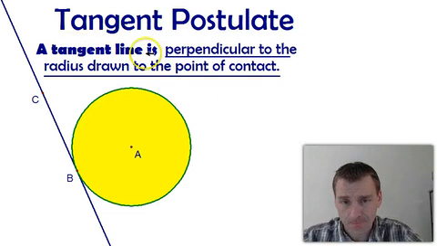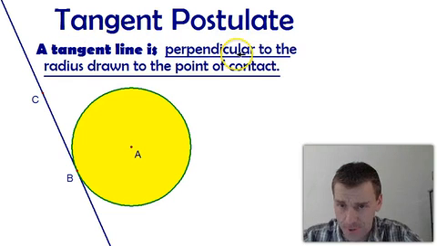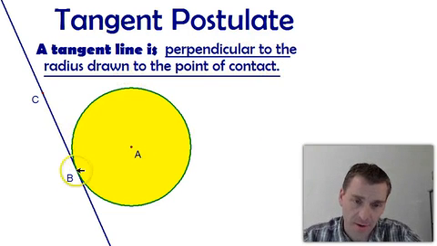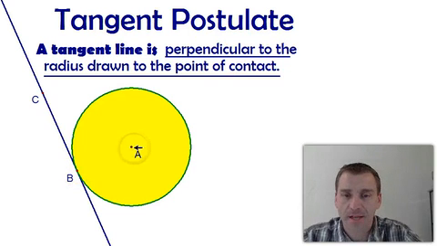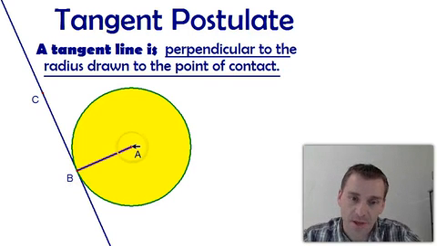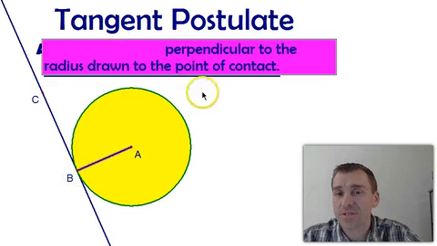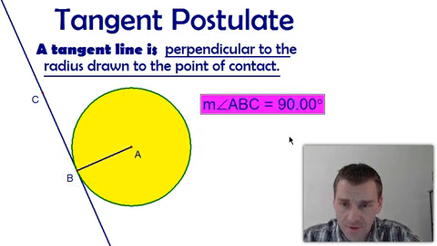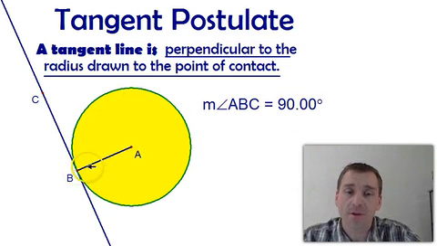A tangent line is perpendicular to the radius drawn to the point of contact. What that means is this. If I have my tangent line right here, B is my point of contact, A is the center of the circle. If I draw a radius from the center to the point of contact, what this postulate says every single time is that it's going to be perpendicular, and you can see right there the measure of the angle is 90 degrees. It is always that way.